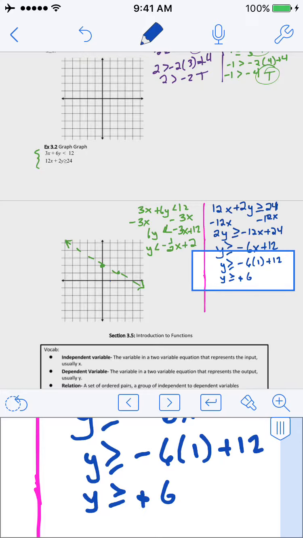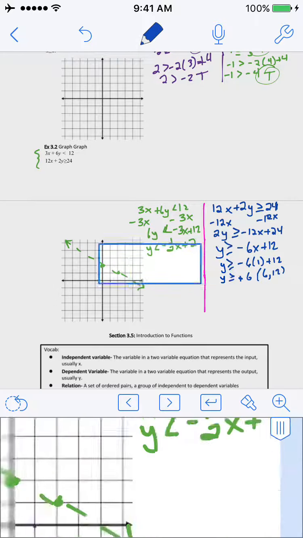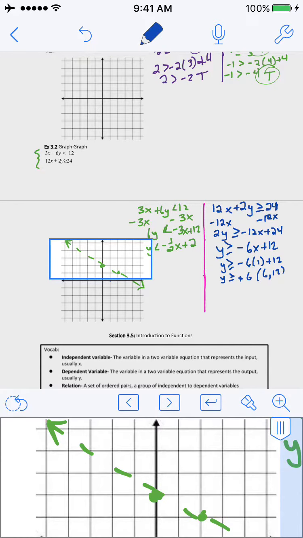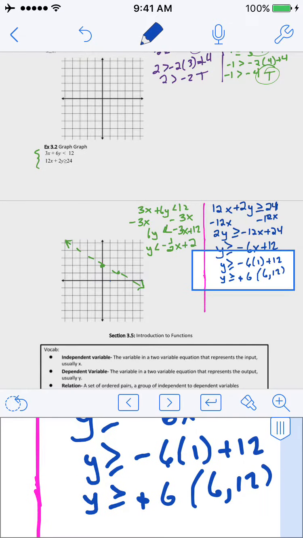So I know that on this line, there's the point 1 comma 6. So I'm going to start there instead of my y-intercept, right? And this just goes off of when we were graphing from a point and a slope. I know a point and a slope. If I just need to find a point, I can pick any point I want. So I can go up to, no, that's 1 comma 6, not 6 comma 12, sorry.